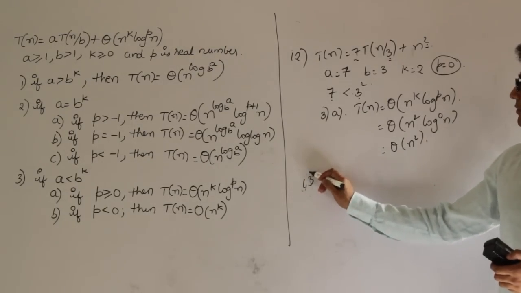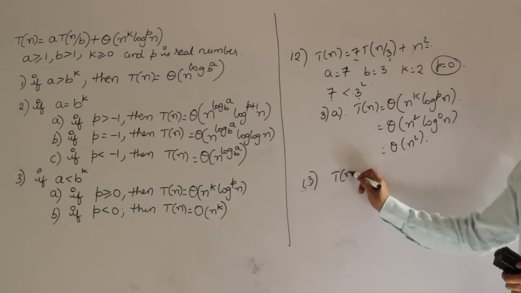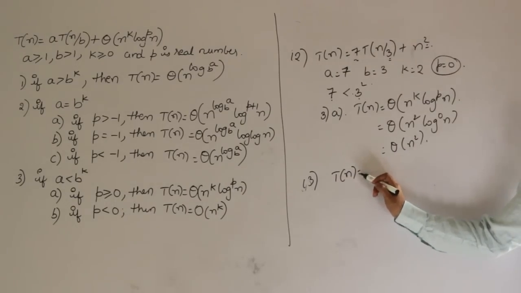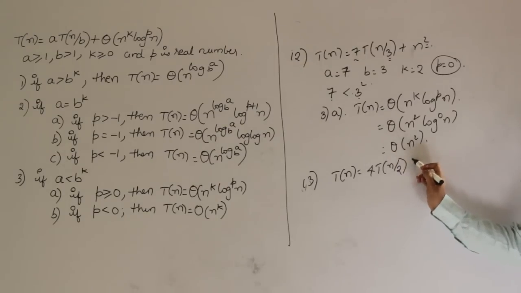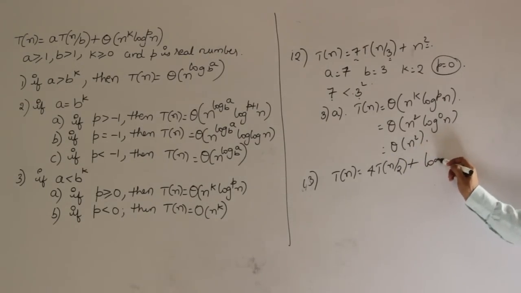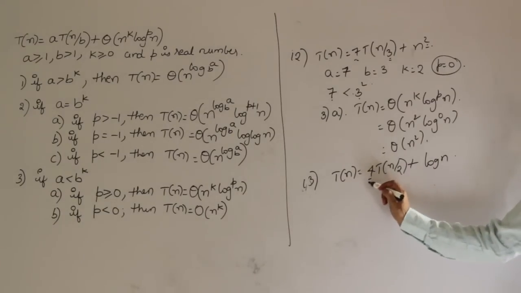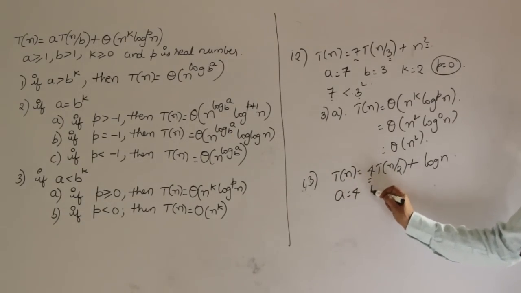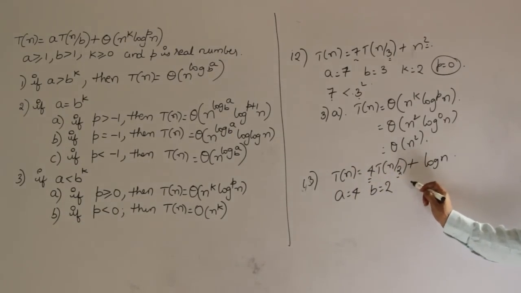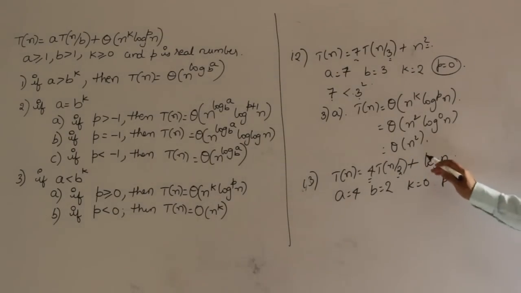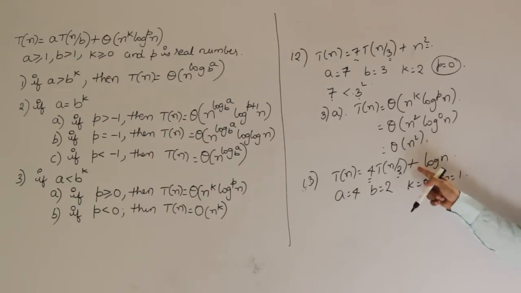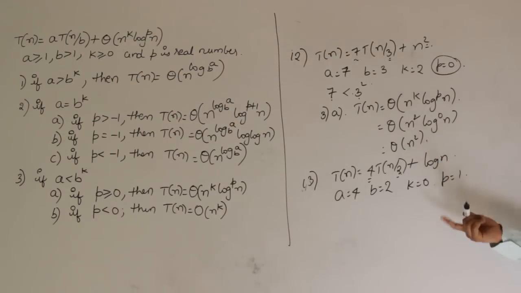Okay. Next one is the 13th one. T of n equal to 4T of n by 2 plus log n. In this case, a equal to 4, b equal to 2, k equal to 0, p equal to 1, right? Why k equal to 0? Because there is no term with n, and therefore p is equal to 1.